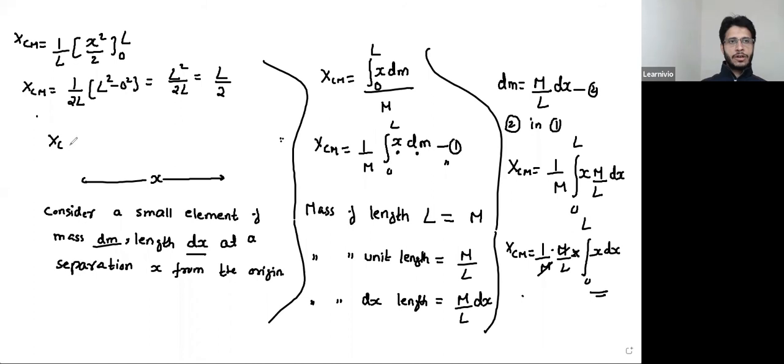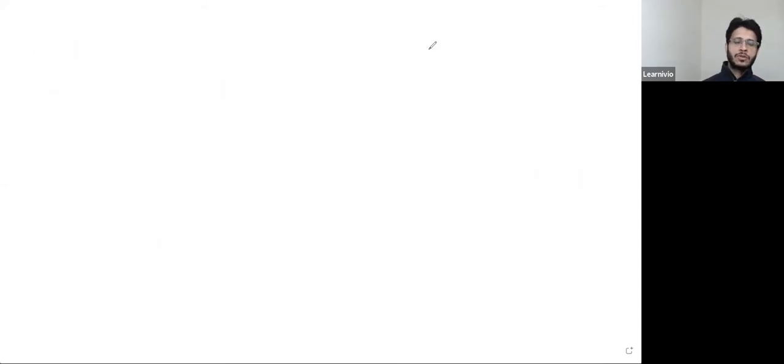So the x coordinate of the center of mass is L by 2. L by 2 means the center of mass lies exactly at the center of the rod. Not just the rod: the center of mass of the rod lies at its geometrical center. If you calculate the center of mass of any symmetrical figure, like a square, it will lie at the center of the square. For a sphere, it will lie at the center of the sphere.